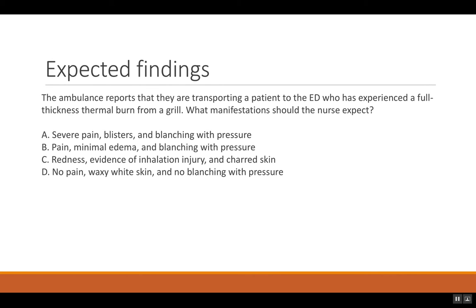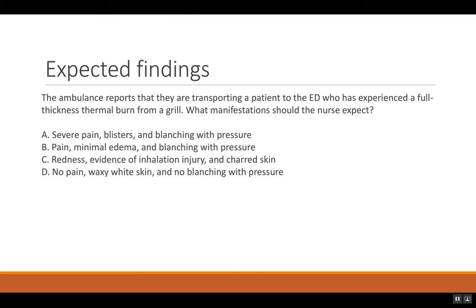The ambulance reports that they are transporting a patient to the ED who has experienced a full thickness thermal burn from a grill. What manifestation should the nurse expect? And remember, when we said they have that full thickness burn, that's our 4th degree. So the answer to this one would be D. They have no pain, the waxy white skin, and no blanching with pressure. And those are the keys here.